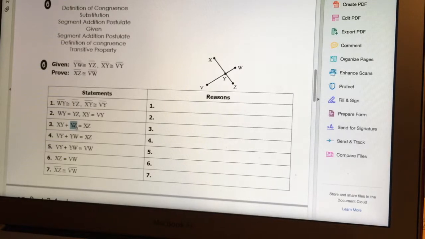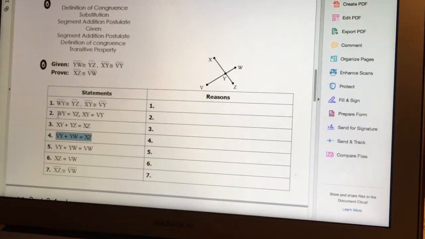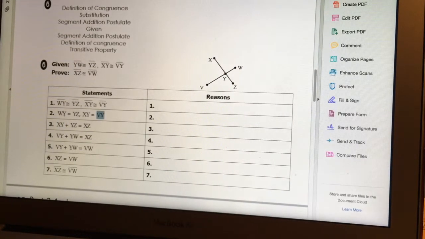So notice how we have a yz right here that turned into yw. What looks like happened was we substituted in for yz with wy, making it yw. That should have been a wy. And then we have xy that turned into vy. So we substituted to create this equation. We substituted in for xy with vy and substituted for yz with wy to create this equation number 4. So this should be substitution property for number 4.